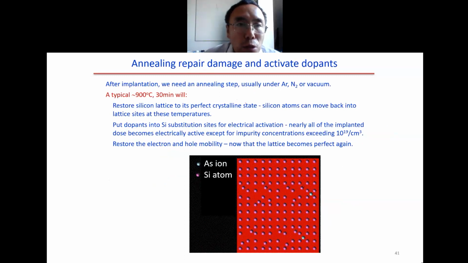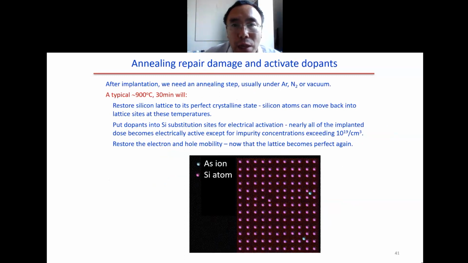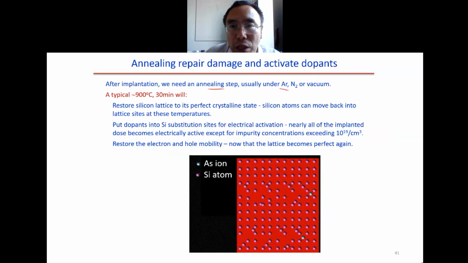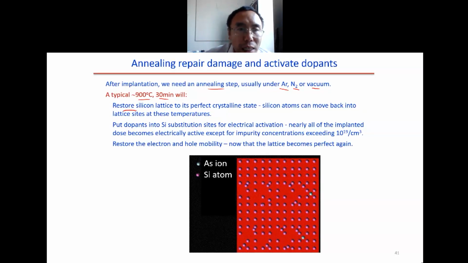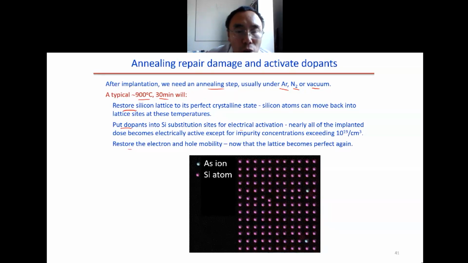So normally we do the annealing step under argon, nitrogen, or vacuum environment. A typical 900-degree, 30-minute anneal will do three things. First, restore the silicon lattice to its perfect crystalline state. Secondly, put the dopant into silicon substitutional sites for electrical activation. Third, it will restore the electron hole mobility.